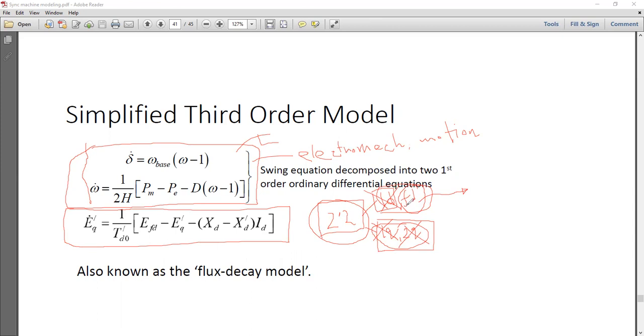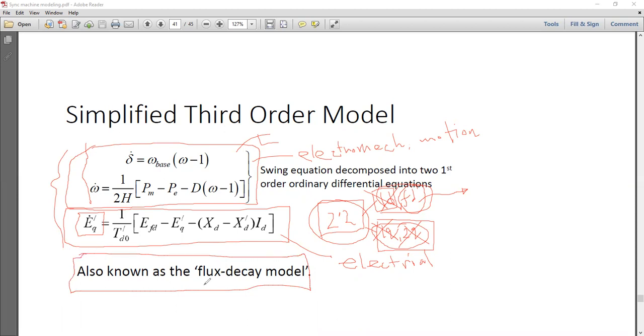So the flux decay dynamics is represented by the third equation, which is related to the electrical circuit, the electrical dynamics. So the first two are electromechanical motion or electromechanical dynamics, and the third one is the purely electrical dynamics. In summary, this third order model is, in the literature, also termed the flux decay model. So once we have this model, now we will continue with the discussion of this model.